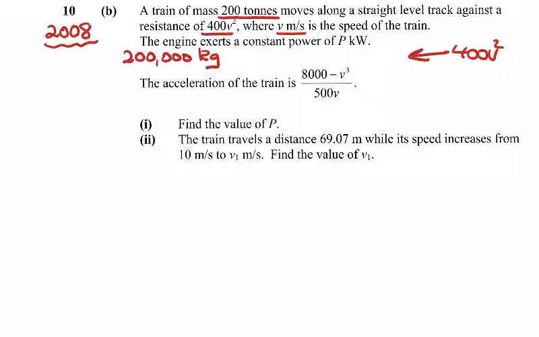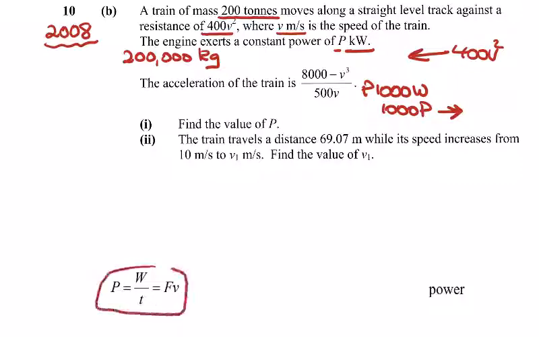The engine exerts a constant power of P kilowatts. Now that would be 1,000 watts, which is what we're dealing with here. So P times 1,000, or 1,000 P, is the power of the train. Let's have a look at what power is in the tables. We're dealing with force and velocity here. Power is equal to F times V. So 1,000 P is equal to force times velocity, so 1,000 P over V is the force driving the train forward.